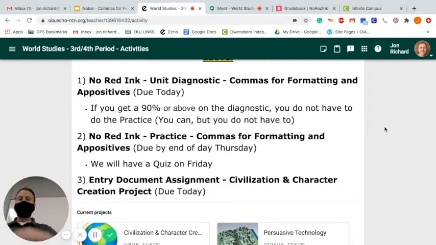So the first thing we do on Monday, whenever we have NoRedInk, is we take the unit diagnostic. Now here's the deal. The unit diagnostic is not a grade, okay? You do not have to worry if you do badly on that. All that tells us is if you know it or not, if you need to do the practice or not. So if you look at the title, like commas for formatting and appositives, and you're sitting there going, I have no idea how to do that. Now, y'all have heard of commas, so you might go, okay, I know commas. Might not have heard of appositives. So maybe let's take this diagnostic and see how much I know, okay?